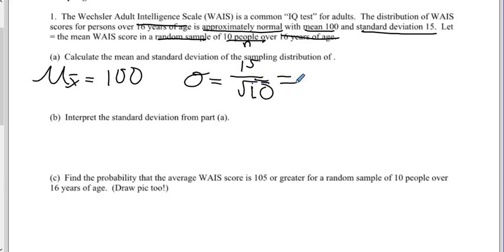Okay, so if we type that in our calculator, 15 divided by square root of 10, we will get 4.74. That is our standard deviation that we're going to be using.